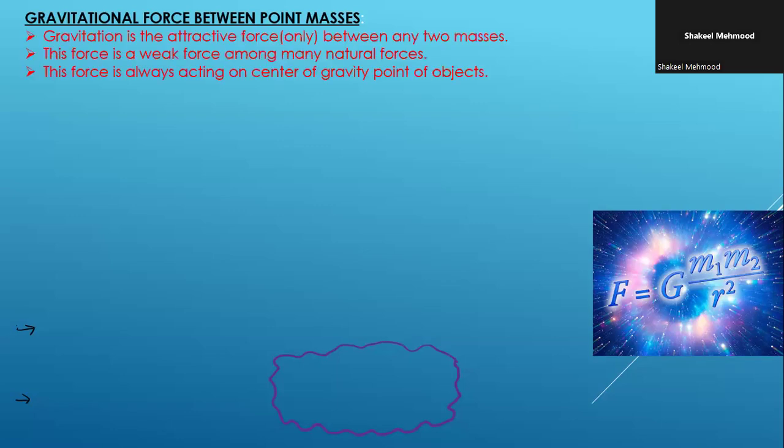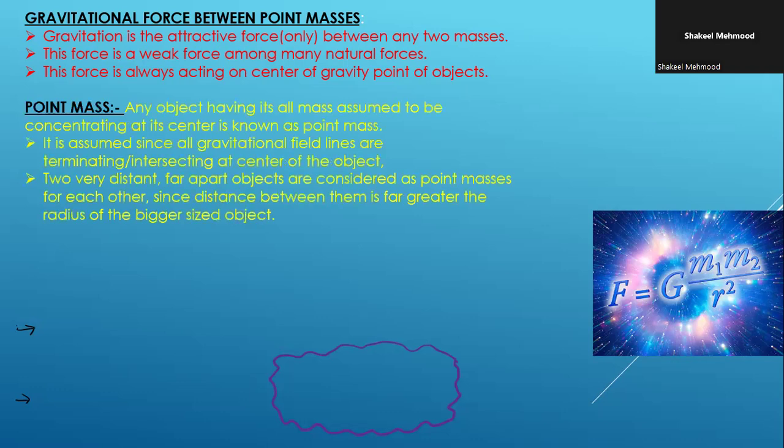Well, the gravitational force, as you know, is the attractive force, and it exists between every two objects, regardless of their mass or position in the universe. This is the weakest of all the natural forces, and the force acts at the center of gravity of the object. Well, the term point mass comes up.